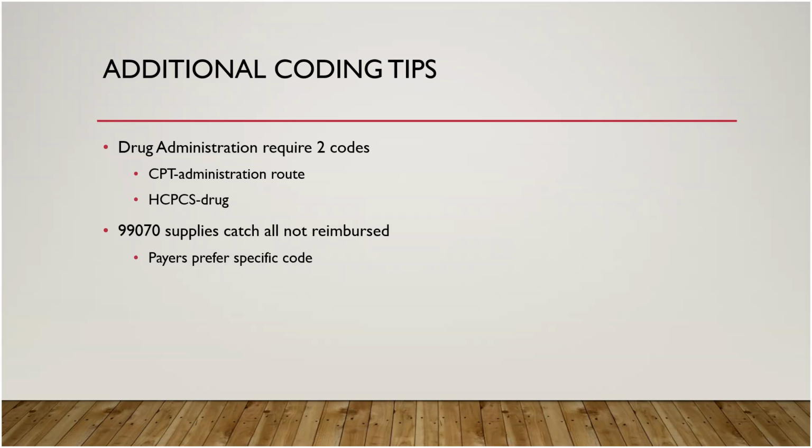99070, it's a catch-all supply code that we used to place on it to catch the surgical trays and the bandages and all of those things. However, most carriers don't pay for that. They want specific HCPCS codes in order to reimburse appropriately. Doesn't necessarily mean you're going to be reimbursed. It just means that they can track the products and supplies that you're using.